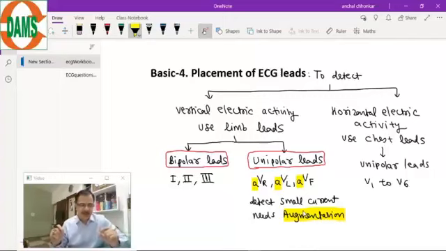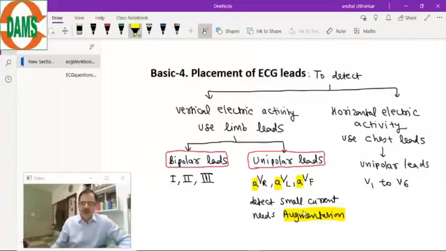Augmentation. How to augment? It is augmented automatically by the machine. If it detects 2 mm deflection, it makes it say 3 mm or 4 mm. So it is done by the machine. Now come to R standing for right upper limb, F for left lower leg, and L for left upper limb. So these are the limb leads.